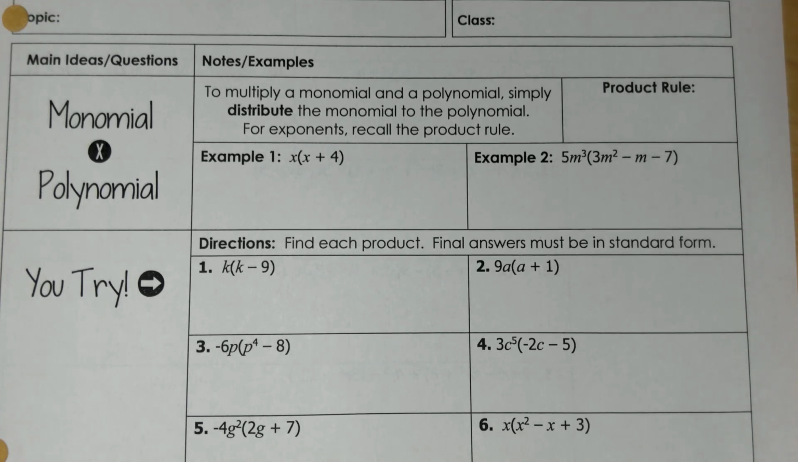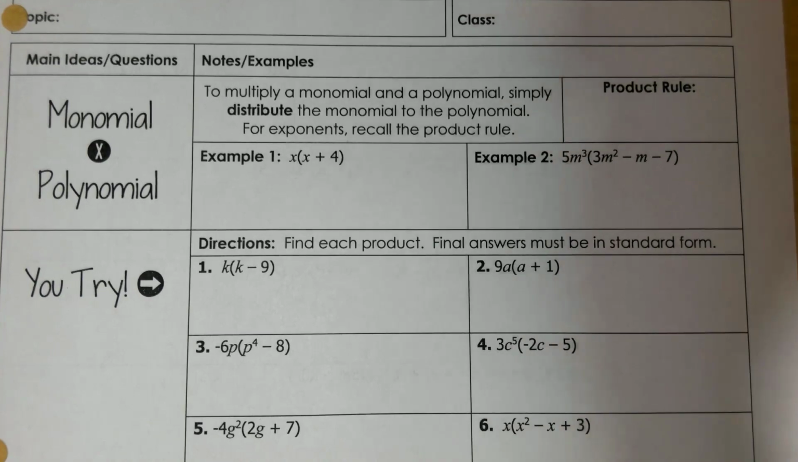So today we're going to start talking about multiplying with monomials and polynomials. When we multiply a monomial by a polynomial, we just make sure that we distribute that monomial to all of the terms in that polynomial. What we need to remember is the product rule from our exponents that we've discussed in the past.